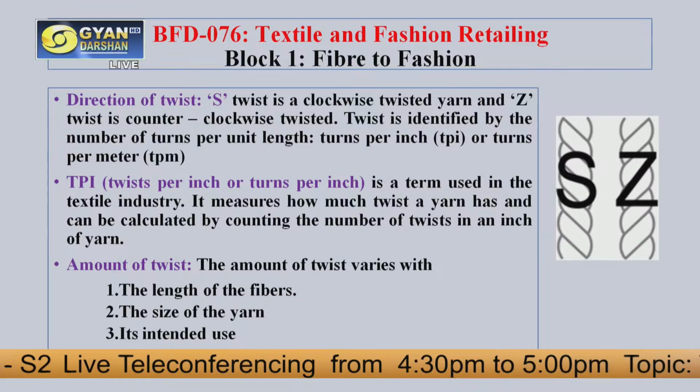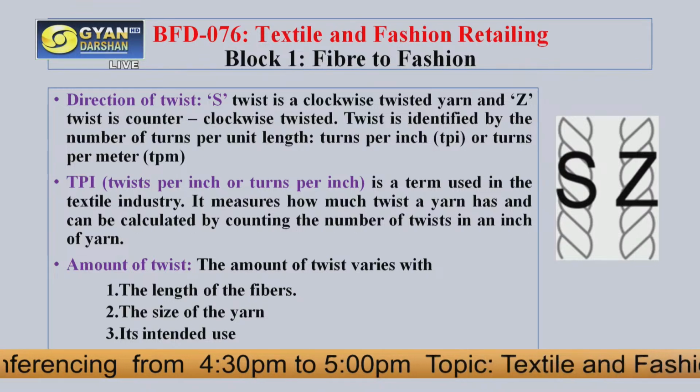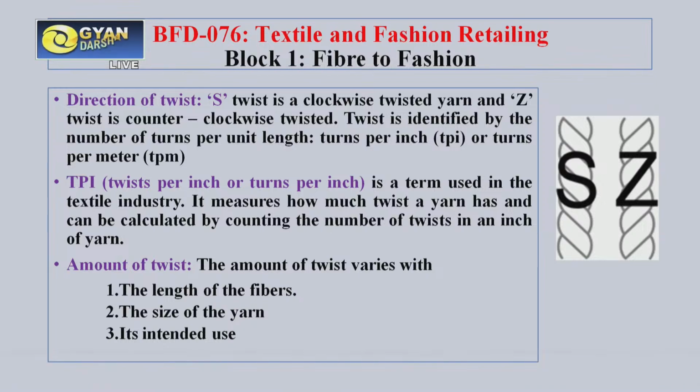Twist is identified by the number of turns per unit length, turns per inch, or turns per meter. So we can take a thread or a yarn and see how many turns, or how much twist, there are in one inch of that particular yarn, or in any unit of length, or turns per meter of that yarn. This is how we can identify the twist in any particular yarn.